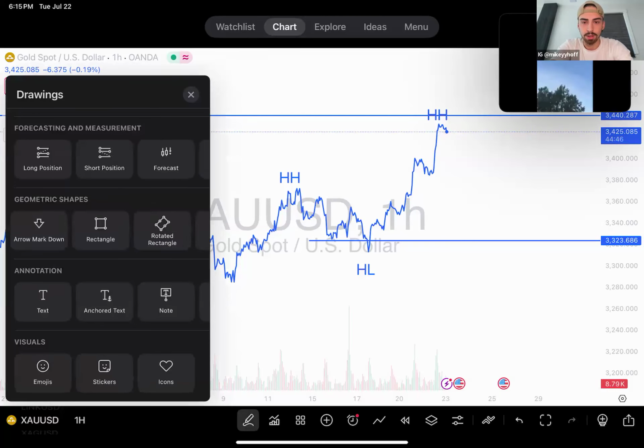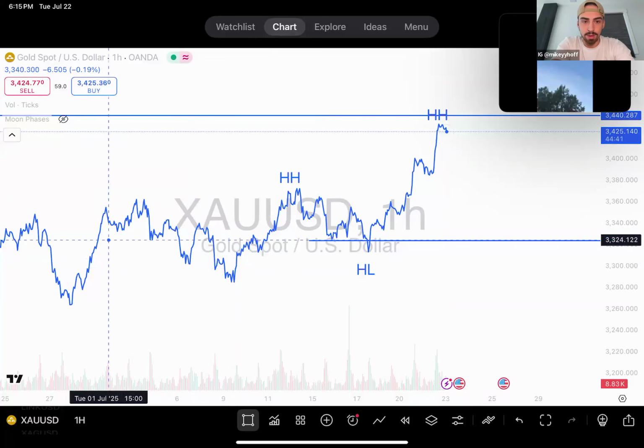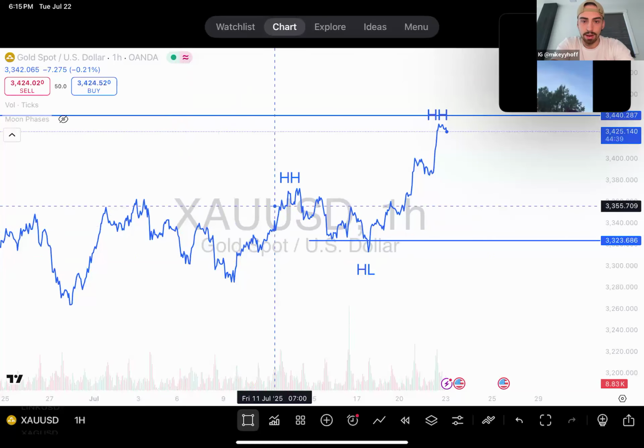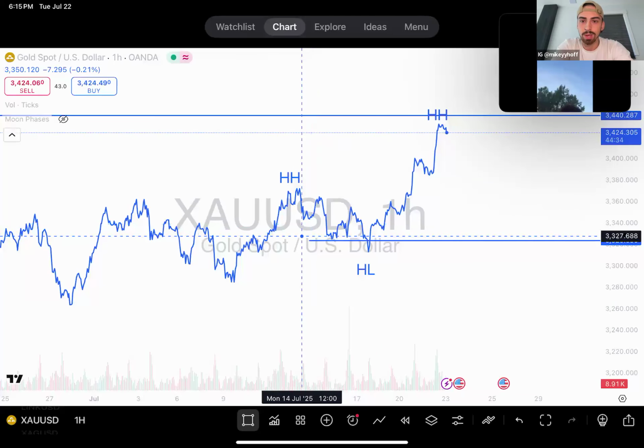Let me just find the tool here. There we go. Right here, you can see that the market is making highs and lows, peaks and valleys everywhere, right? But where is the most recent peak in this case? Because we're looking for an uptrend, we're looking for buys, right? Where is the most recent peak that the market created?